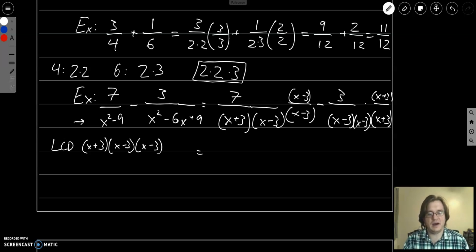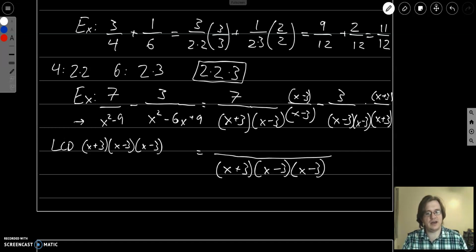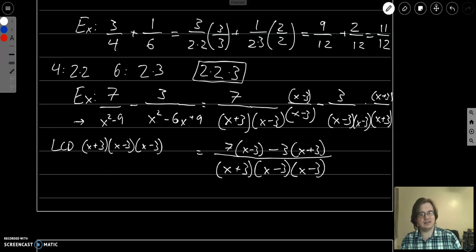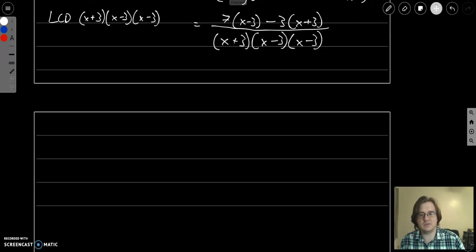So now I want to subtract these 2 fractions. The denominator is the same for both of them, x plus 3 times x minus 3 times x minus 3. So far so good. Now I get to subtract the top. 7 times x minus 3 minus 3 times x plus 3. Again, I'm subtracting the entire top of this fraction. I'm subtracting the whole thing. So let's carry on the next page.